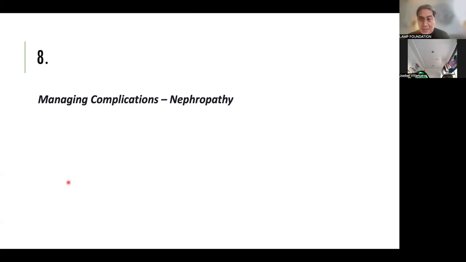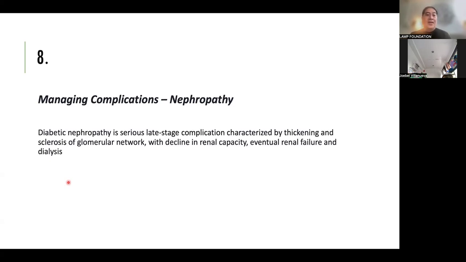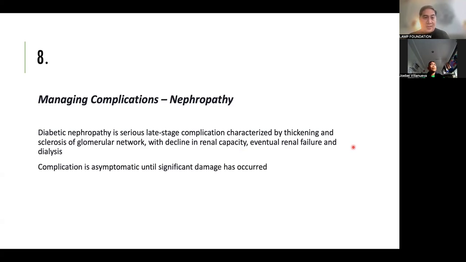Next, nephropathy naman, the kidneys. Okay? Diabetic nephropathy is a serious late-stage complication. There is thickening and sclerosis of the glomerular network, no? So when this happens, when there is sclerosis of the glomerulus, there will be reduced renal capacity, so there will be kidney failure, and this time you will need dialysis. And I'm sure you're very familiar how a patient who requires dialysis looks like.